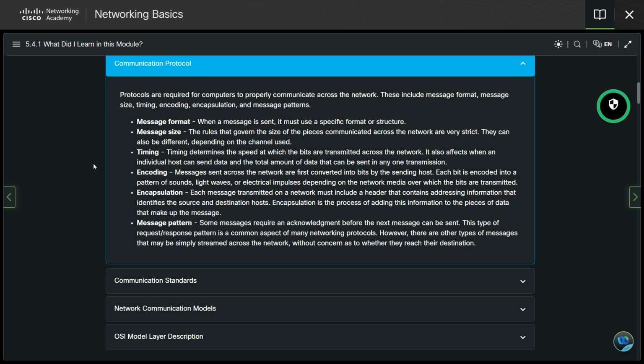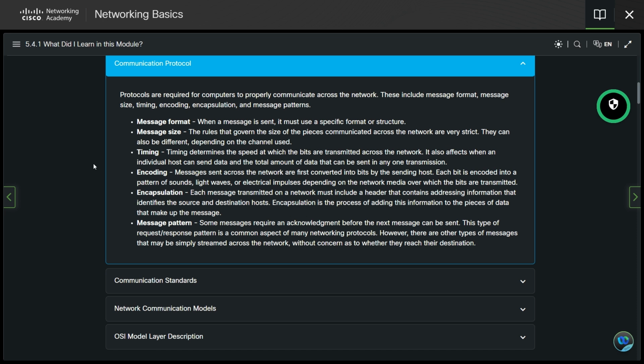Encapsulation. Each message transmitted on a network must include a header that contains addressing information that identifies the source and destination host. Encapsulation is the process of adding this information to the pieces of data that make up the message.